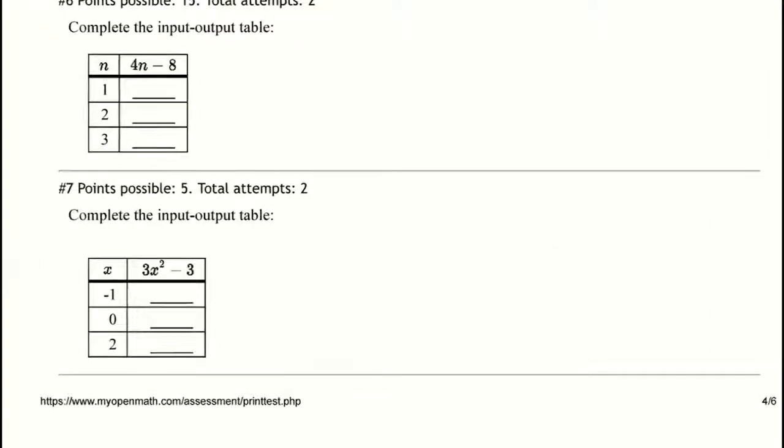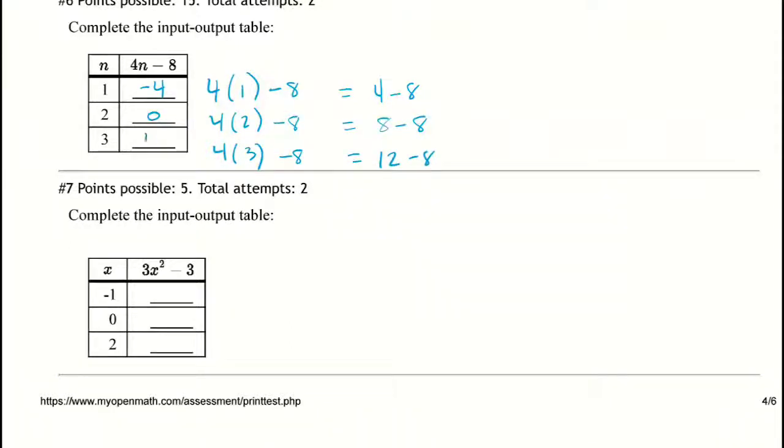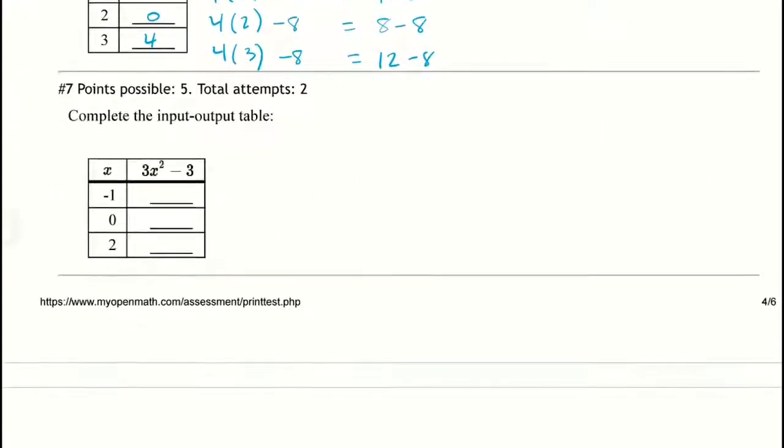Now this is called an input-output table, right, or a t-table. So you input what's on the left into the right, and then evaluate. So if I have 1, I'm going to plug in 1 for the equation, for the expression. 2 plugs in, and then you just use your calculator or your order of operations to figure out what it equals. We're going to use this in the next lesson.